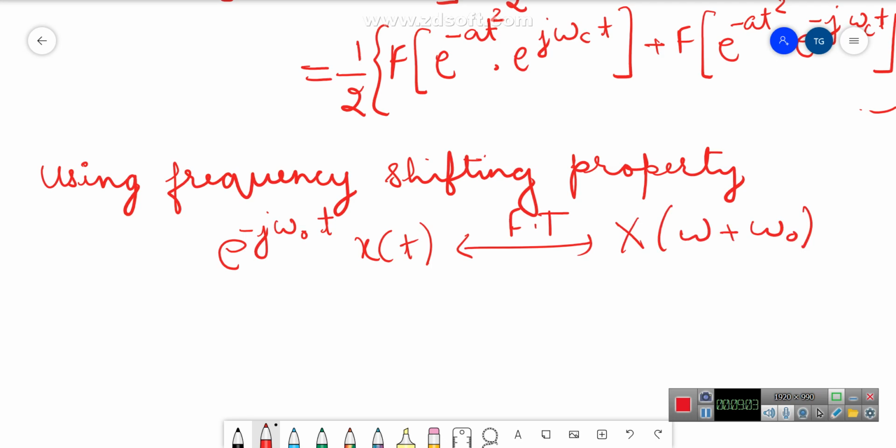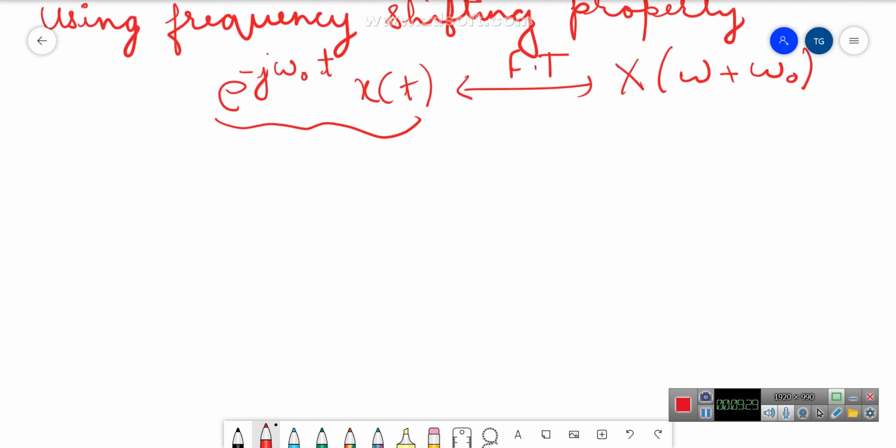So using this property, because these signals are getting multiplied with e to the power j omega ct and e to the power minus j omega ct, my time signal e to the power minus at square is getting multiplied, so my frequency domain will also get shifted by omega c. So now we can write this as the Fourier transform, and we will find it for each of these terms.